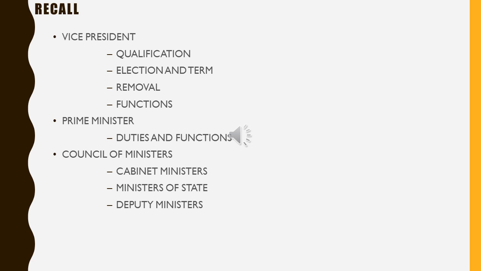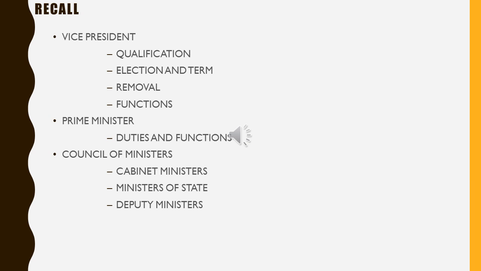Then we discussed the Council of Ministers. Ministers are classified into three ranks. First, cabinet ministers: the important departments are given to these ministers, like defense, finance, external affairs, home, etc. Then ministers of state, who are given the next rank to cabinet ministers.